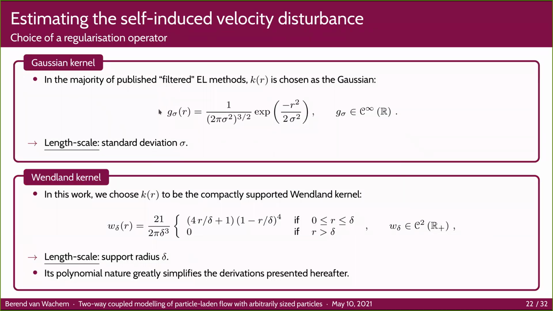So typically people use Gaussian kernels in spreading functions with a length scale of sigma, which probably most of you are familiar with. These types of exponents are very difficult to integrate analytically in our case. So what we use is what we call a Wendland kernel, which is a polynomial approximation of our Gaussian, with a length scale of support radius delta, which is the equivalent of the sigma in the Gaussian kernel. And the polynomial makes it much easier to go through the derivations of this expression.